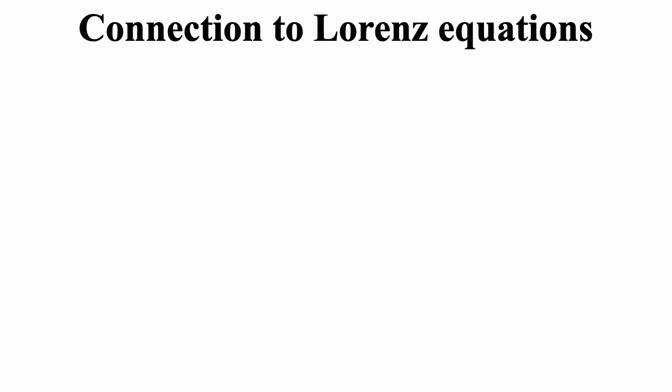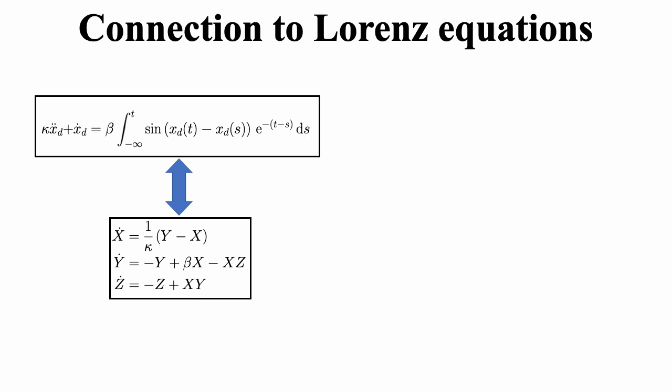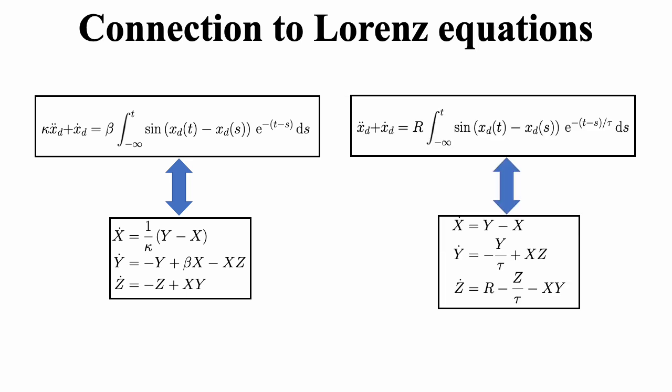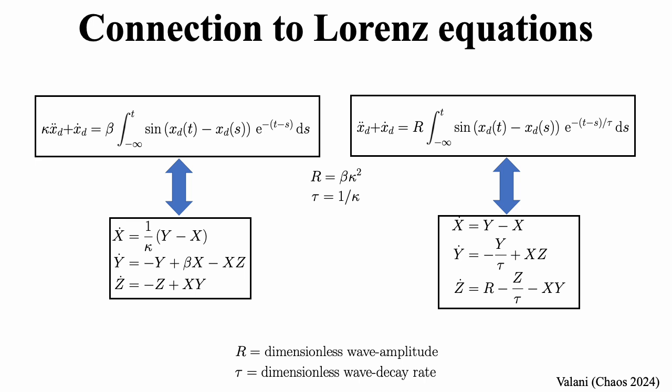Now, for the droplet system, it turns out that you can get more physically relevant dimensionless parameters if you rescale the system, right? So we are going to go from this kappa and beta parameters that we have here to this r and tau parameters by just rescaling the variables, right? So we still have the Lorenz system, but we have just rescaled it. So we now have the parameters r and tau, and then r can be thought of as a dimensionless wave amplitude, right? So the dimensionless amplitude of the waves generated by the droplet, and tau can be thought of as the rate at which those waves decay, right? So that is the memory of the system.